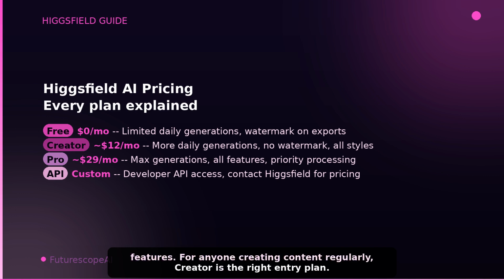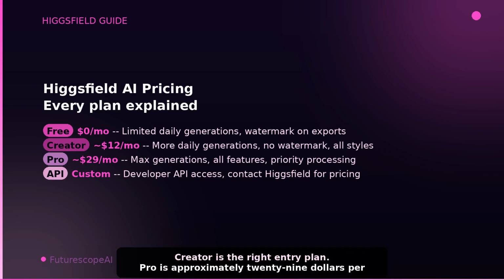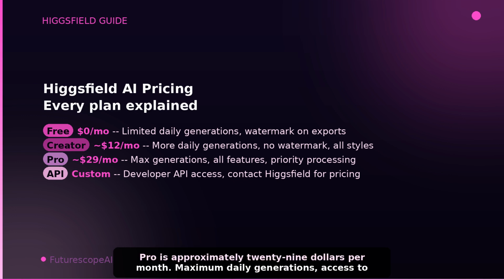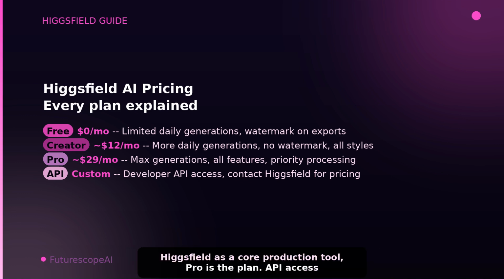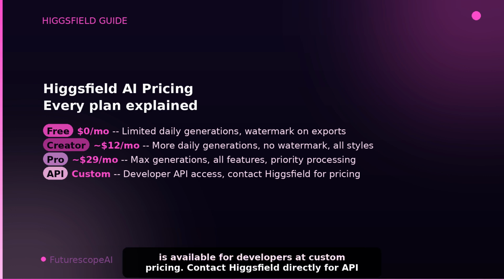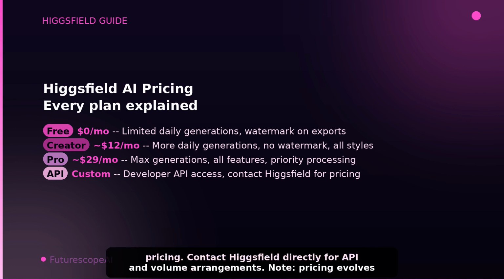Pro is approximately $29 per month. Maximum daily generations, access to every feature, priority processing, and the highest export quality. For creators using Higgsfield as a core production tool, Pro is the plan. API access is available for developers at custom pricing. Contact Higgsfield directly for API and volume arrangements.